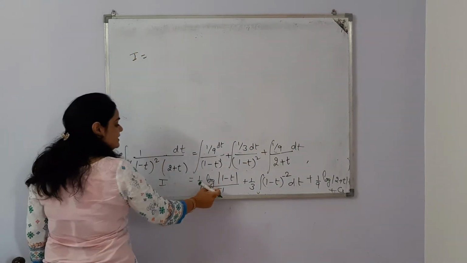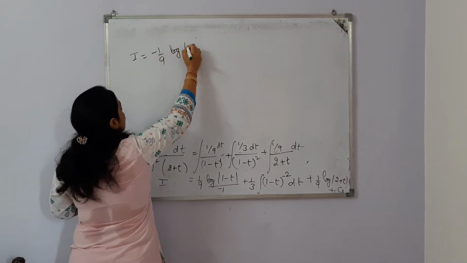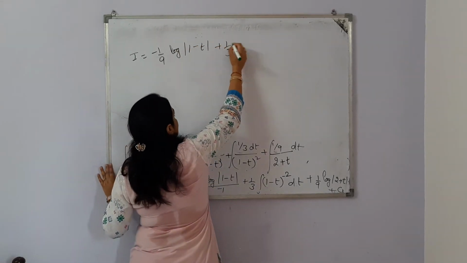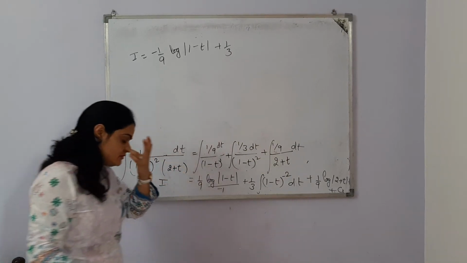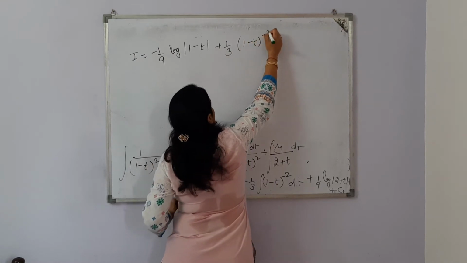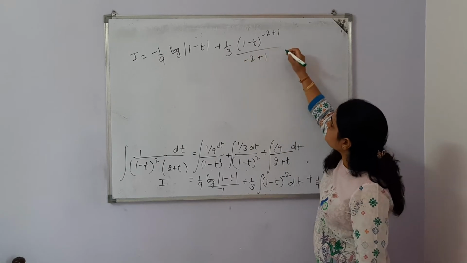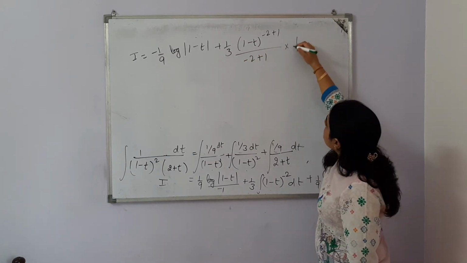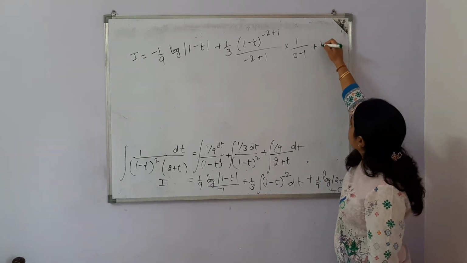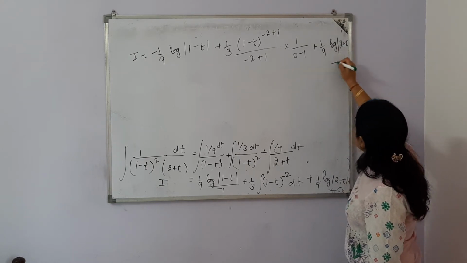I is equal to, this negative sign will come to this side, it is minus 1 by 9 log of 1 minus t plus 1 by 3. The integration formula for x raised to power n will be applicable here. So it becomes 1 minus t to the power minus 2 plus 1 upon minus 2 plus 1, and its derivative, 1 minus t's derivative, is in the denominator, 0 minus 1, plus 1 by 9 log of 2 plus t plus c.